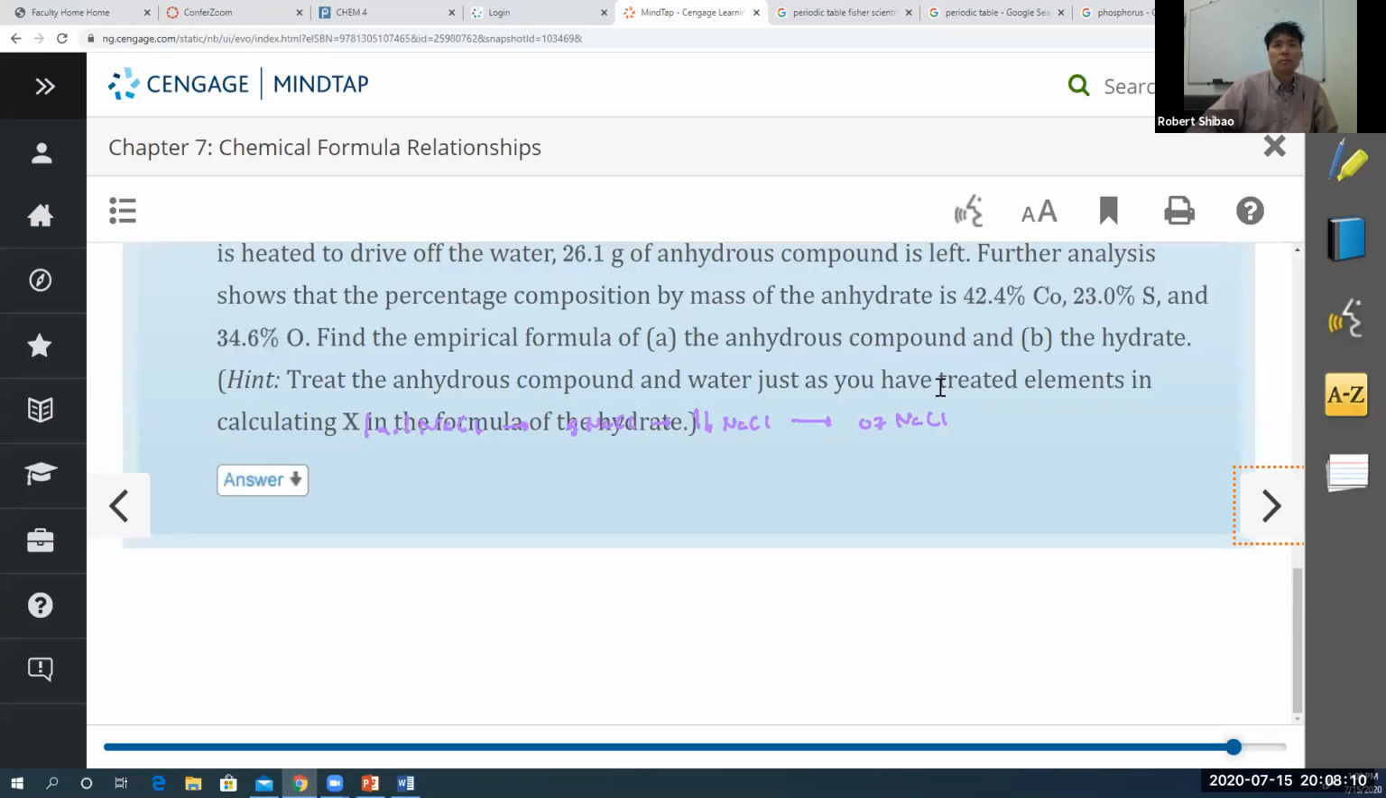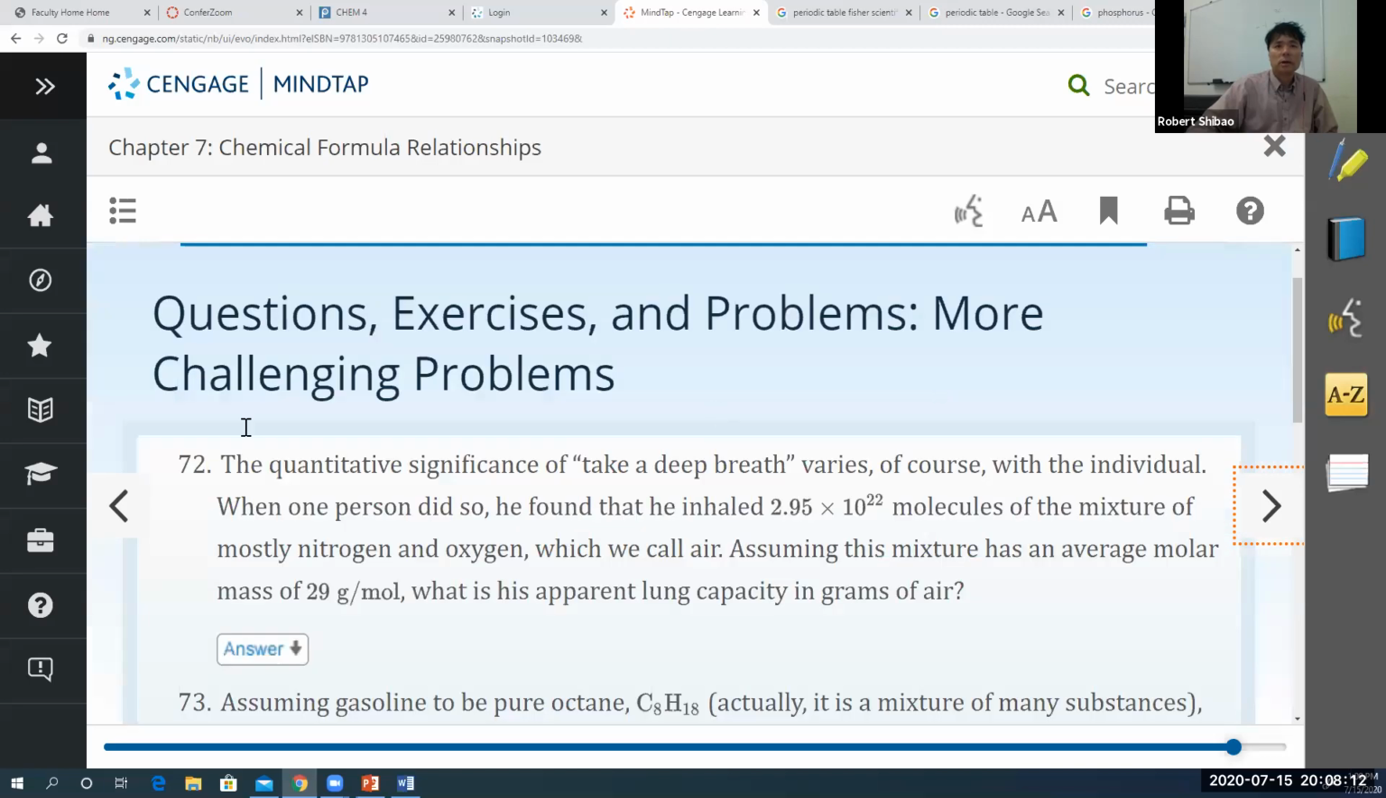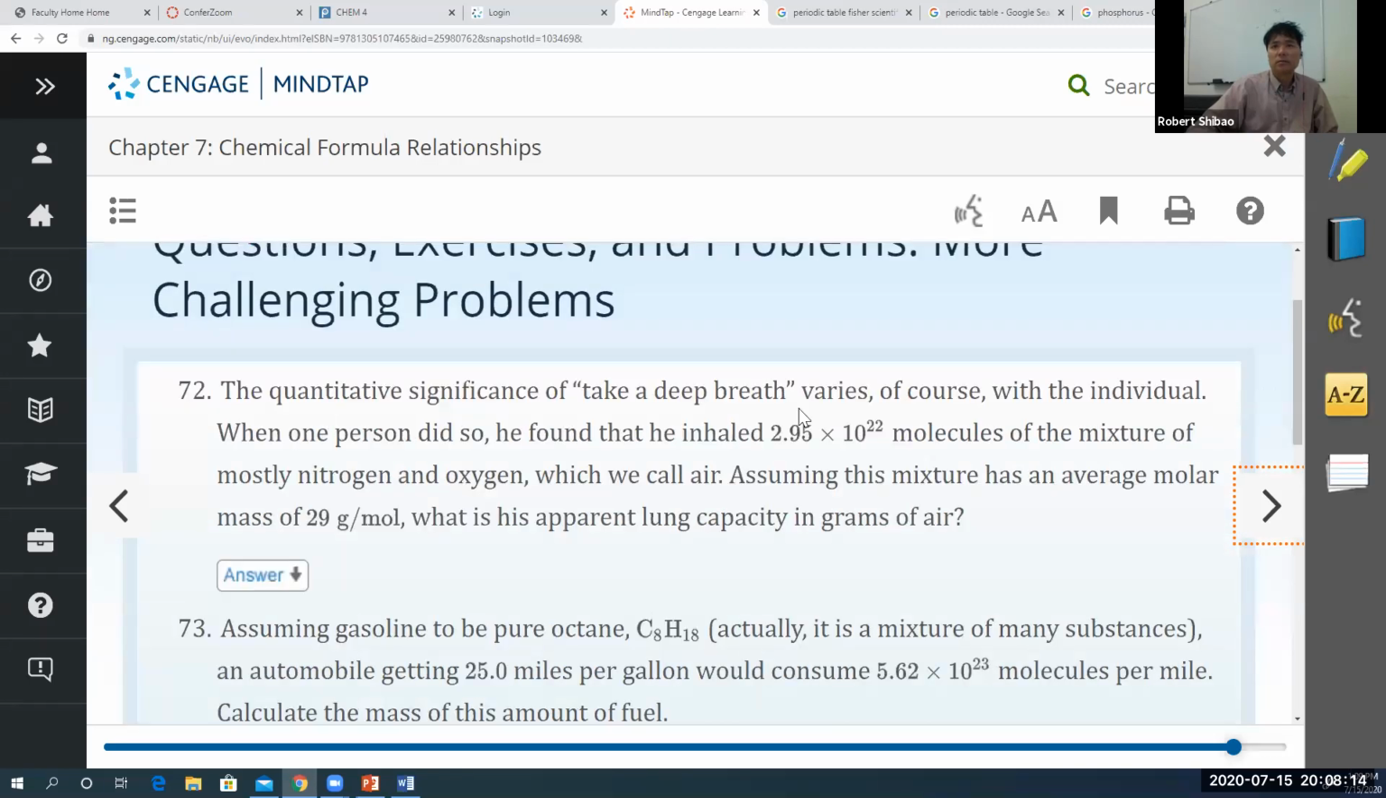All right, let's go to 72. The quantitative significance of taking a deep breath varies, of course, with the individual. When one person did so, he found that he inhaled 2.95 times 10 to the 22nd molecules of a mixture of mostly nitrogen and oxygen, which we call air. Assuming this mixture has an average molar mass of 29 grams per mole, what is the apparent lung capacity in grams of air?